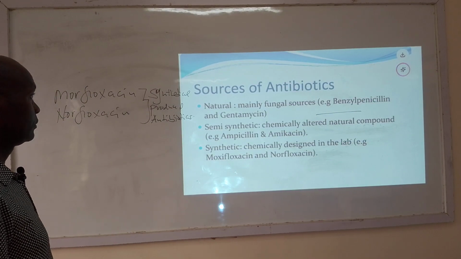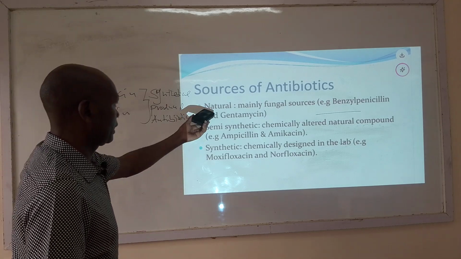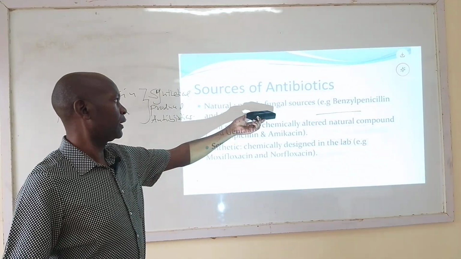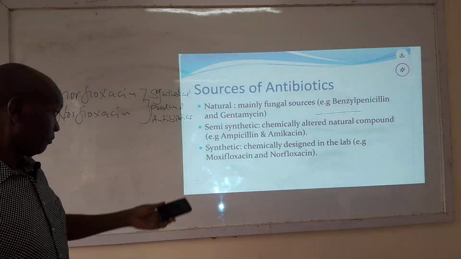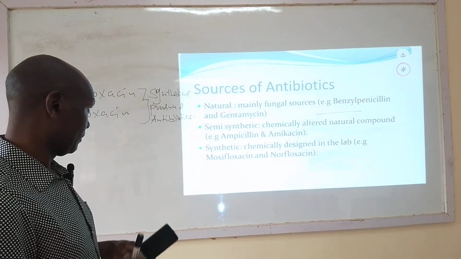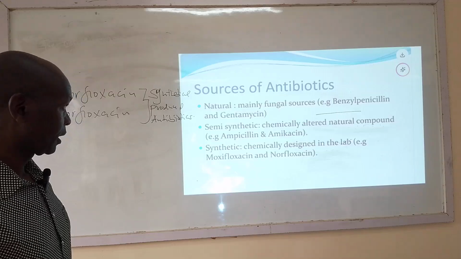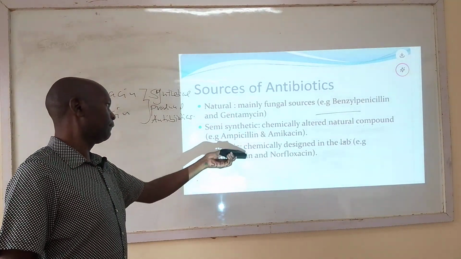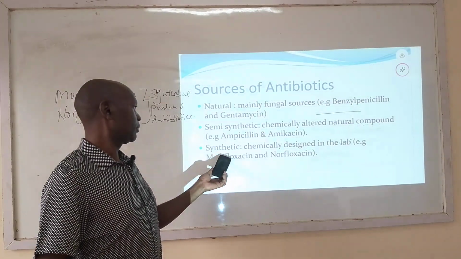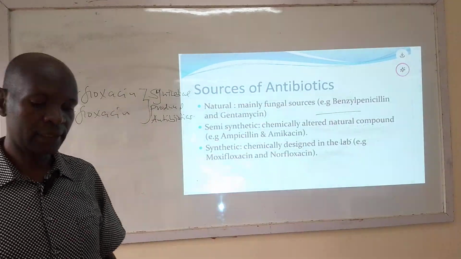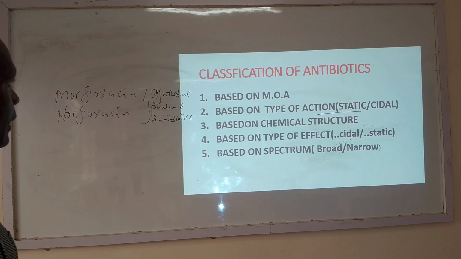These are a repetition of the sources of antibiotics we have already mentioned. We said natural sources can be fungal, and we gave examples. Here we have another example, gentamicin. You have those that are synthesized semi-synthetically, examples are ampicillin and amikacin. We have those synthesized fully by artificial laboratory techniques, examples are moxifloxacin and norfloxacin.